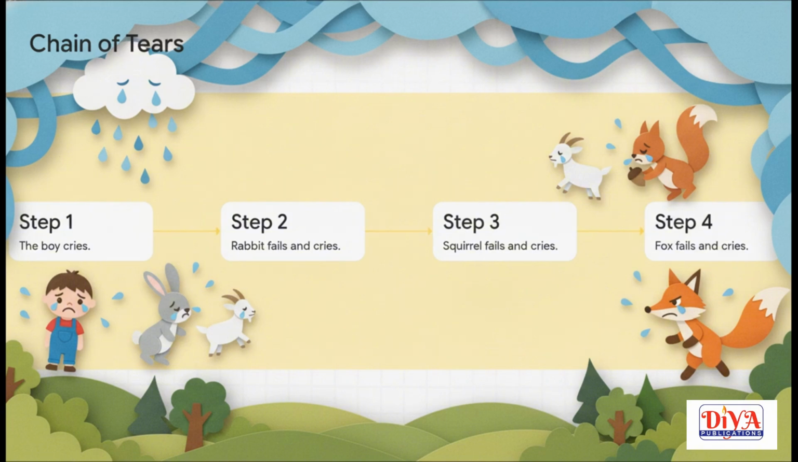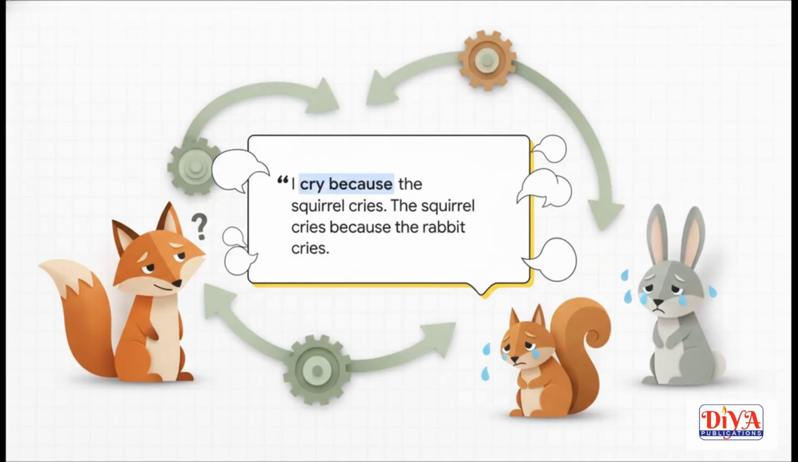The failure of each animal causes this spreading wave of sadness through the forest, building a sequence that is just incredibly easy for an early reader to predict and track. And this right here perfectly illustrates the mechanical genius of the fable format. When the fox asks the squirrel why it's crying, the story delivers this escalating chain directly to us. Just listen to the rhythm of this.